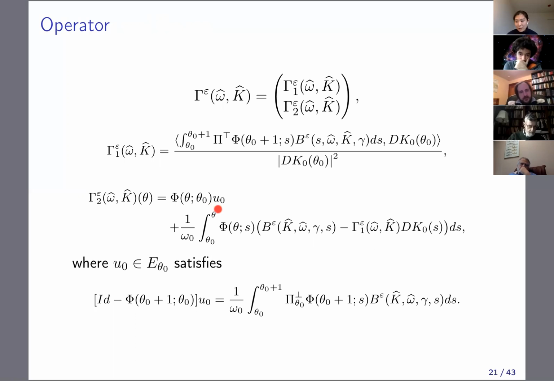And this notation U0 is the initial condition for gamma epsilon sub 2. And we choose it to satisfy this equation, which is equivalent to this gamma epsilon 2 is periodic. And we also choose this U0 to be in the space E sub theta 0. If we do not let U0 be in this space, then there are infinitely many solutions for this equation for U0 up to a scalar multiple of the tangential direction. And choosing such initial condition U0 will correspond to a shifted phase.